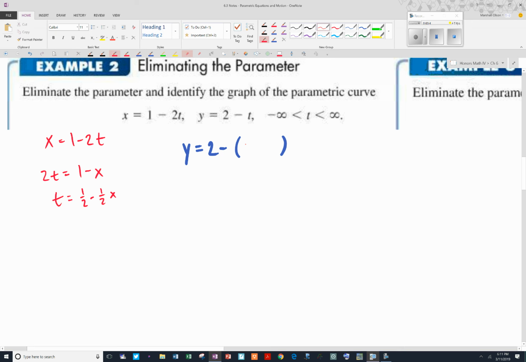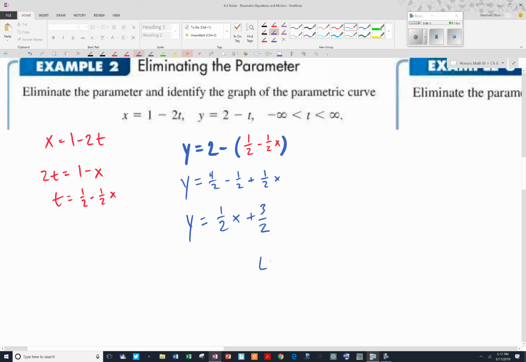So I'm going to substitute that 1 half minus 1 half x here. And now we're going to solve this for y and simplify. We're going to first distribute that negative in there and get y equals 2 minus 1 half plus 1 half x. I need a common denominator here so I can combine some things together. That's 4 over 2. So we have 3 halves plus 1 half x here. y equals, I'm just going to flip it around, put the 1 half x in front, plus 3 halves. That's it. That's a y equals x equation.